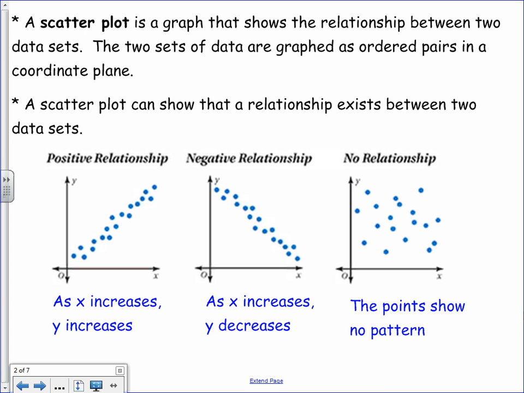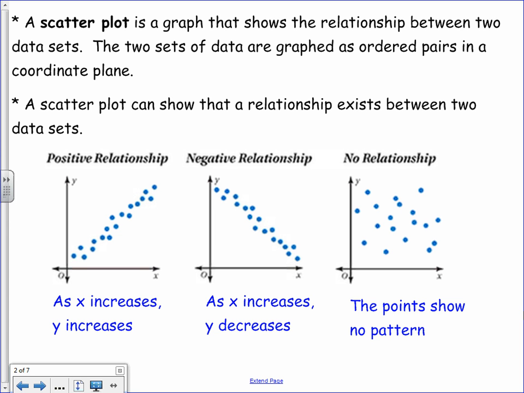Now a scatter plot is just a graph that shows the relationship between two data sets. The two sets of data are graphed as ordered pairs in a coordinate plane. And scatter plots are useful because they can show relationships that exist between two different data sets.